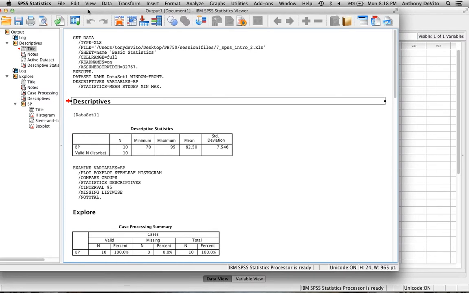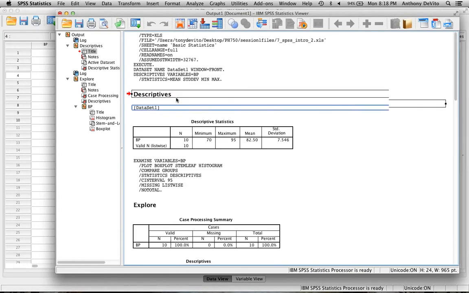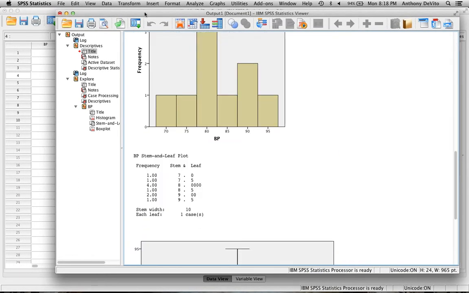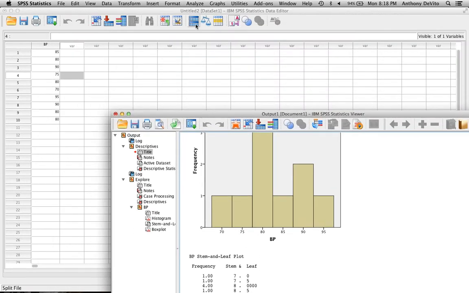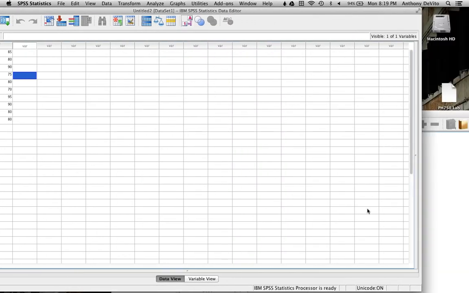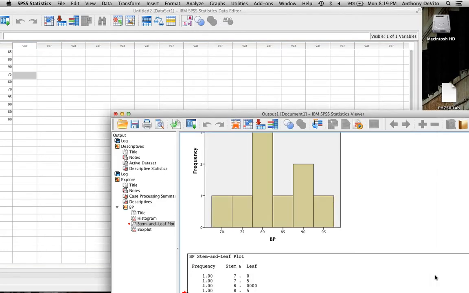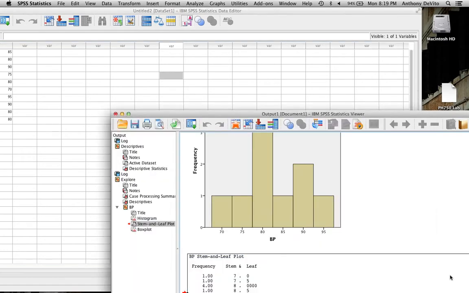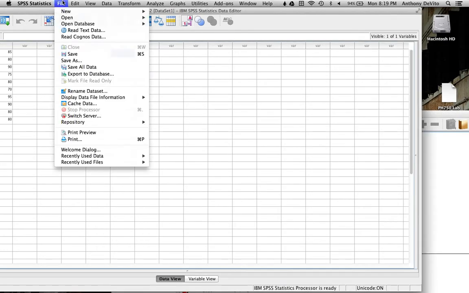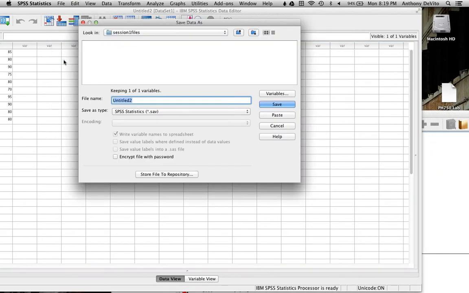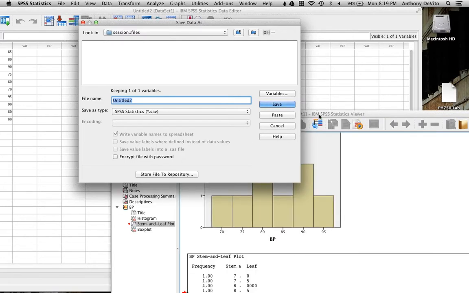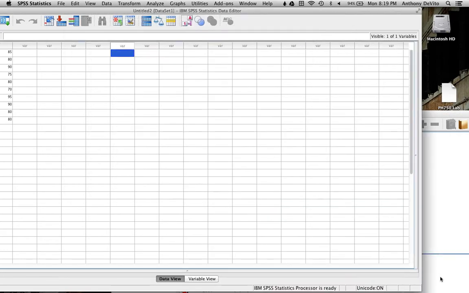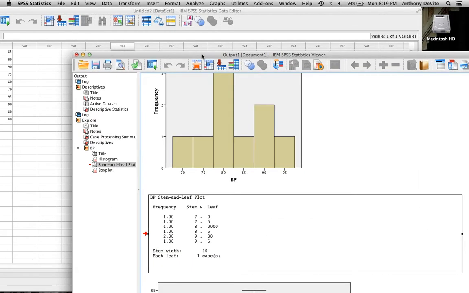In fact, before I do that, I want to point out to you, you notice that all of these results are in a different window than the data, right? SPSS opens up 2 different windows when you do these analyses. You have a data window and you have an output window. If I save my data window, save as, it saves as a .sav file. It doesn't save my output window. It's a separate window, right? So I need to save that window separately if I want to save it.